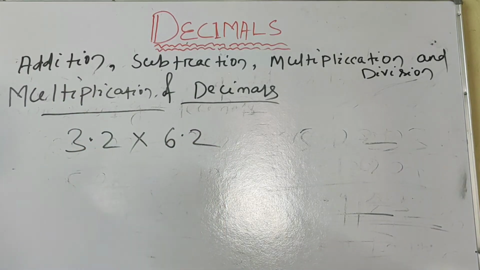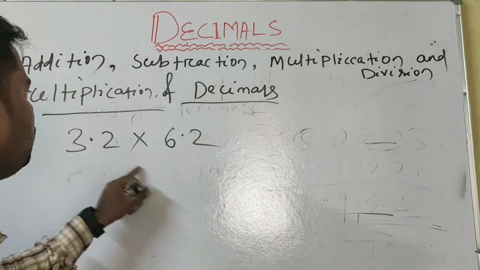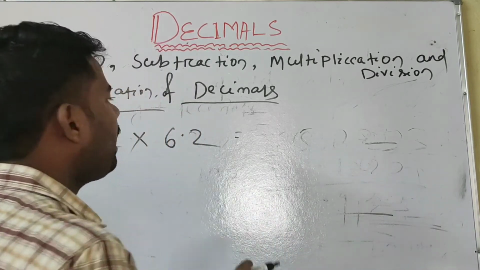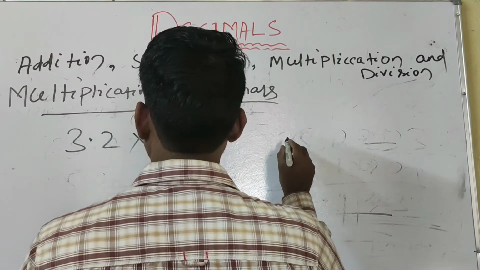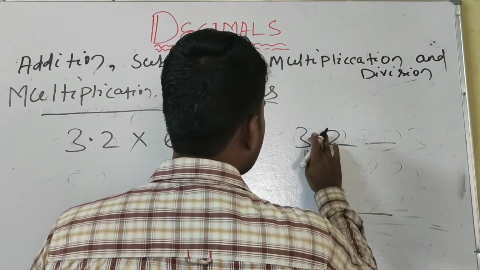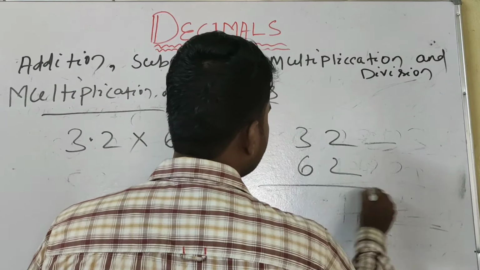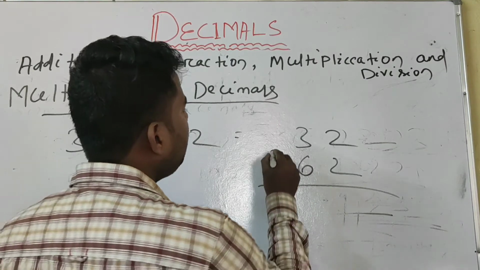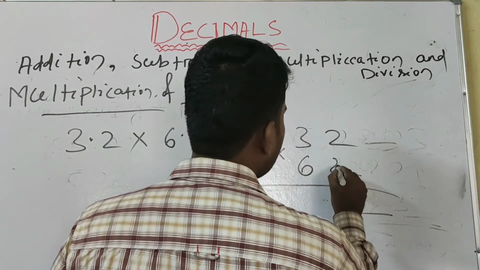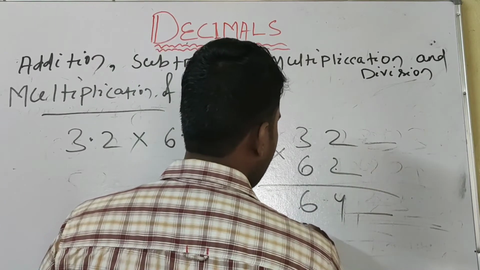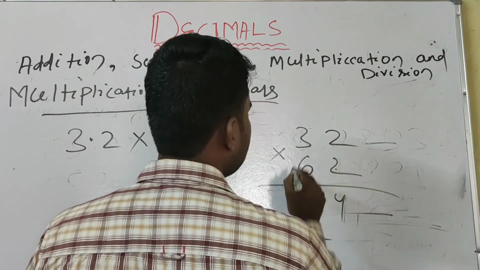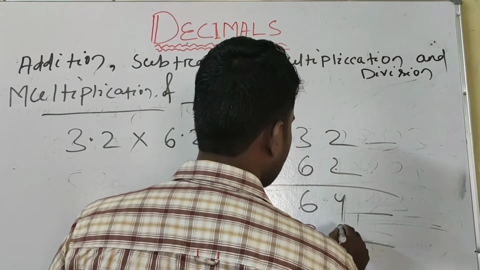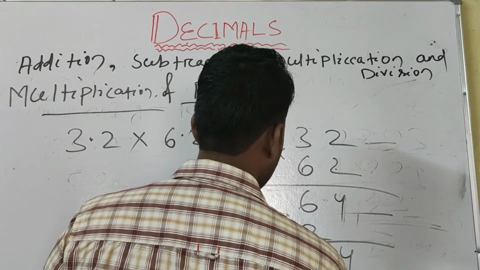In multiplication, first we have to ignore the decimal point. What will we do? First ignore the decimal point and write one under another. Okay. Now we multiply as we do with whole numbers. That time we will directly multiply. 2 times 4, 2, 3, 6, 6 times 2 is 12. Keep 2, carry over 1, 6 times 3 is 18, 19. Okay. Now 4 times 6 is 24, 8, 9, 1.